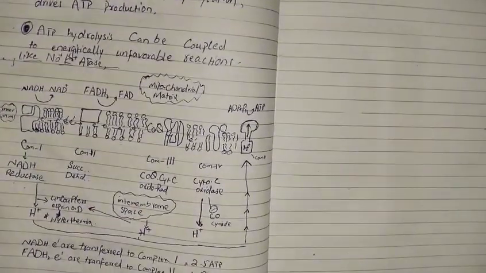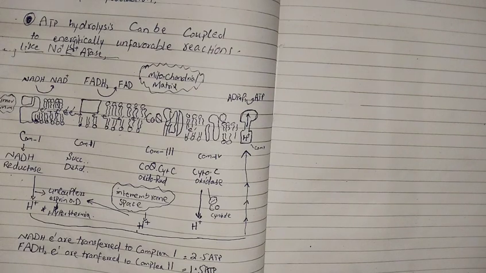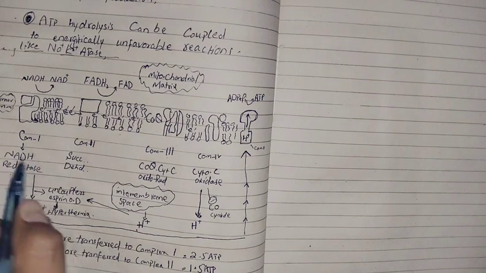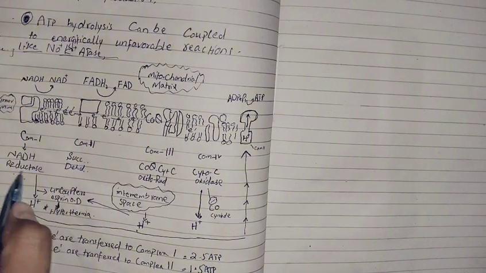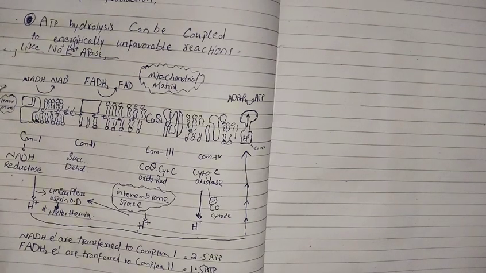So guys, here's a diagram which will clear our concepts of the electron transport chain. As you know, the electron transport chain consists of 5 complexes. Here I have mentioned them one by one, and my drawing is not good enough, but I have made an effort for you. First, an introduction of the diagram: here is the mitochondrial matrix, here is the inner membrane, and here is the intermembrane space.